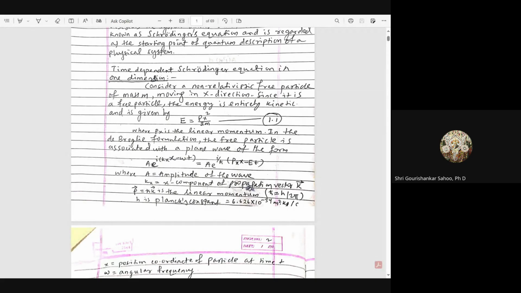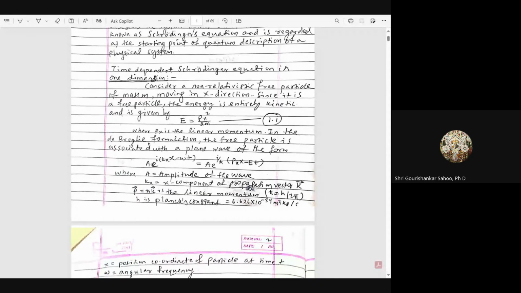So consider a non-relativistic free particle for simplicity, whose velocity is very, very small compared to the velocity of light in vacuum. It is a free particle devoid of any potential or force field, let us assume, and the energy is entirely kinetic. And if the energy is entirely kinetic, you can write E is equal to px square by twice m, where px is momentum and the mass of the particle is m.